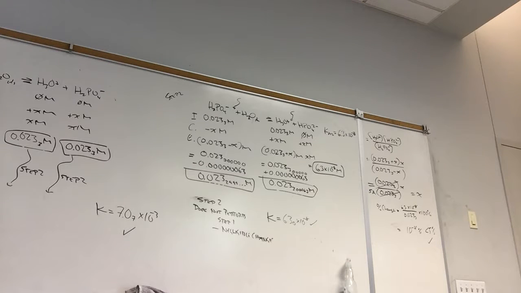For monoprotic acids, we just do step 1, ignore Kw, because Kw usually is a negligible contributor of hydronium.